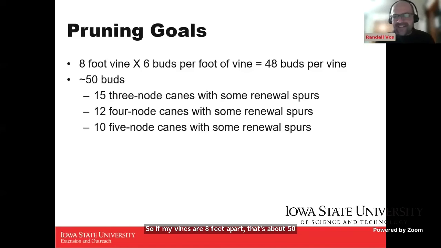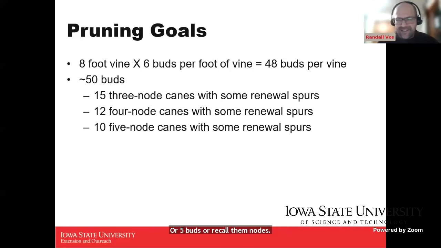This is not an exact science. And we can arrange them on the plant different ways. We can leave canes that have 3 buds, 4 buds, or 5 buds, or we call them nodes sometimes. And anywhere from 3 to 5 node canes, you're in a good spot. I would discourage you from leaving a lot of 1 bud or 1 node canes, and I'll explain that in just a little bit.